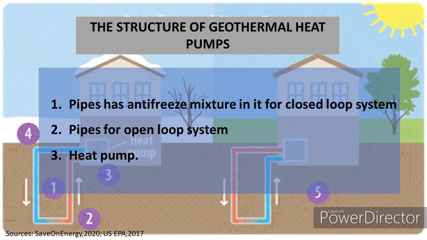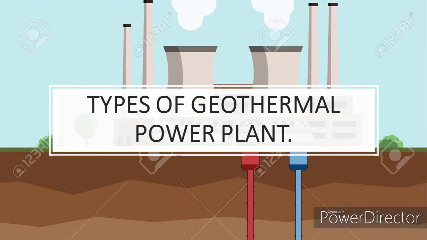The structure of the geothermal heat pump includes, firstly, the closed-loop system. Pipes that contain water or antifreeze mixture circulate through a loop of pipes underground. Open loop pipe for open loop system and heat pump. Now, we will explain the types of geothermal power plants and how they work.